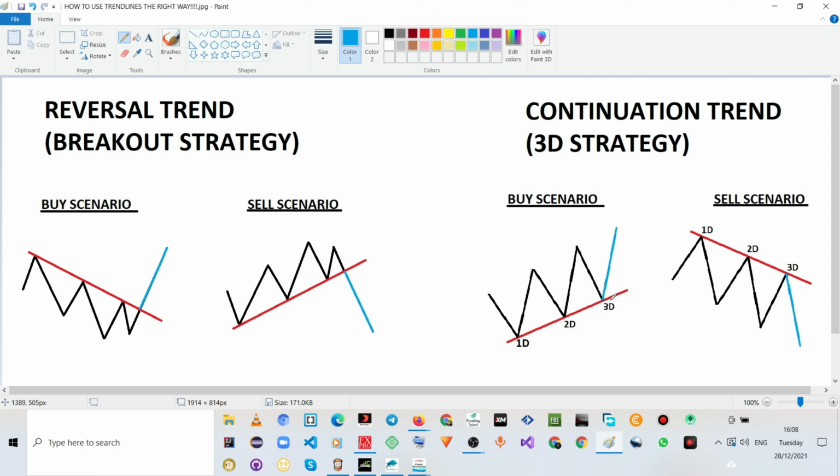So moving on to the reversal trend where we have our breakout strategy. Basically here, the trend line will be getting broken by price. So we'll be drawing the trend line in such a way that once price breaks that trend line, we take the trade in that respective direction. For the buy scenario, you can see our trend line indicated by the red line there, price respecting the trend line, then eventually breaking through the trend line, and we execute a trade from right at the start of the blue color right up to the end.